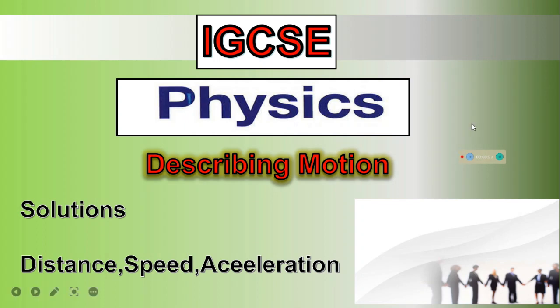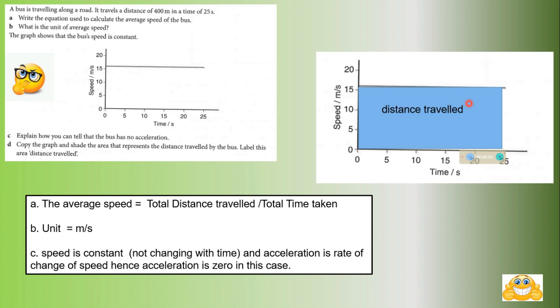Hello to all. In this video, we will solve some problems based on the topic of distance, speed and acceleration. In this question, a bus is traveling along a road. It travels a distance of 400 meters in a time of 25 seconds. Write the equation used to calculate the average speed of the bus.